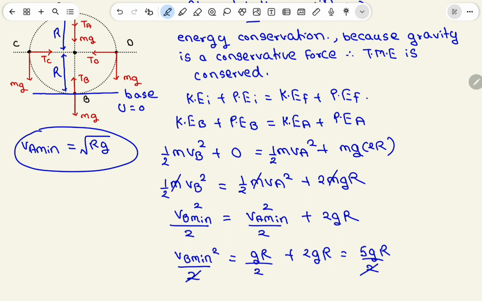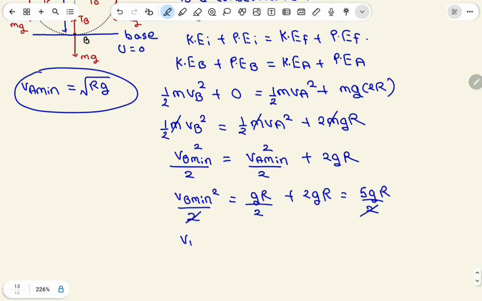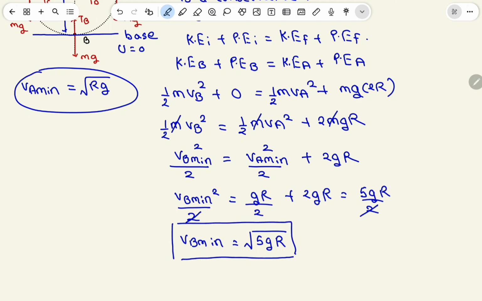Which is nothing but 5gR by 2. This 2 and this 2 get cancelled. And finally, we have vb minimum is nothing but under root 5gR. So at the bottommost point, the minimum velocity that we have is under root 5gR.